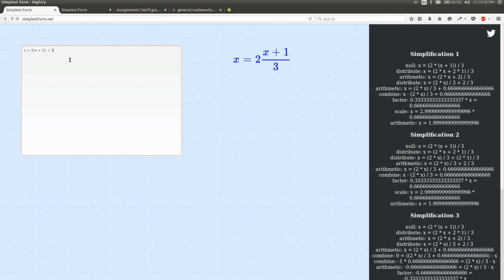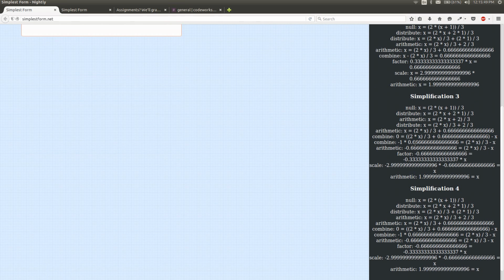Okay, so the first thing that we built was a computer algebra system that can take equations like x equals 2 times x plus 1 divided by 3, and as proof of concept, we're showing here all of the valid minimum length solutions to that problem.